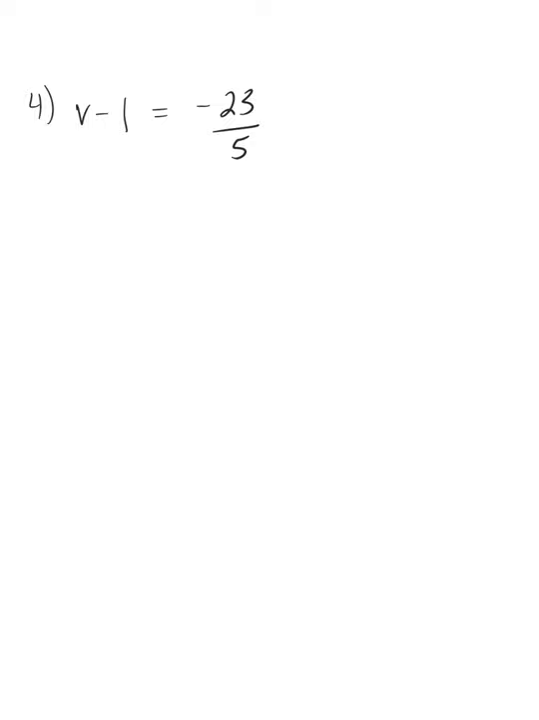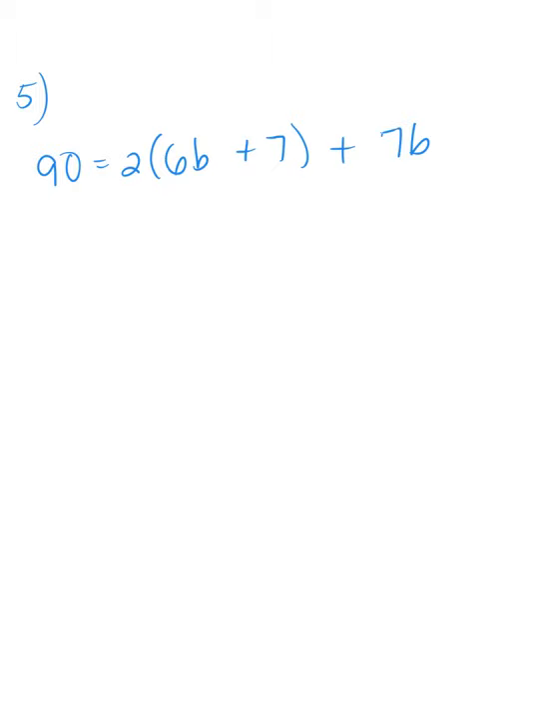Number 4 says v minus 1 equals negative 23 over 5. So, do you see an integer and a fraction? You see a negative number and a fraction, right? Yeah. So, v minus 1. How do I get that 1 away from the v? Add 1. Right. So, if I add 1 on that side, this cancels out. I have to add 1 on the other side. So, if you have the special calculator, you can.